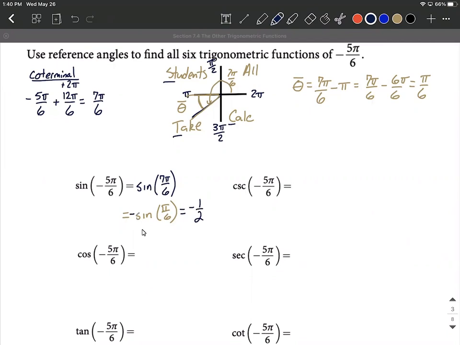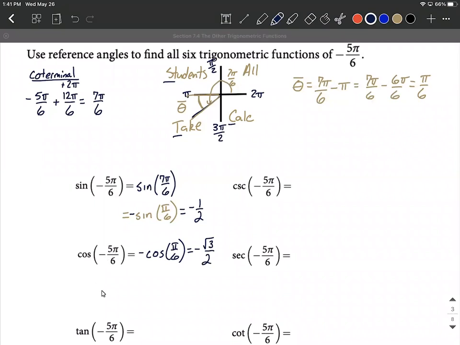Okay, for cosine, it's going to be very similar here. This is going to be the negative of cosine of pi over 6. Again, I included the negative out in front here because we are in the third quadrant and only tangent is positive in the third quadrant. Next, to fill in here, we can go ahead and bring along our negative, and cosine of pi over 6 is going to be square root of 3 over 2.